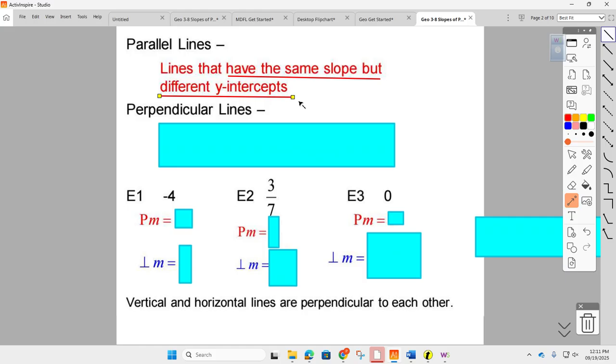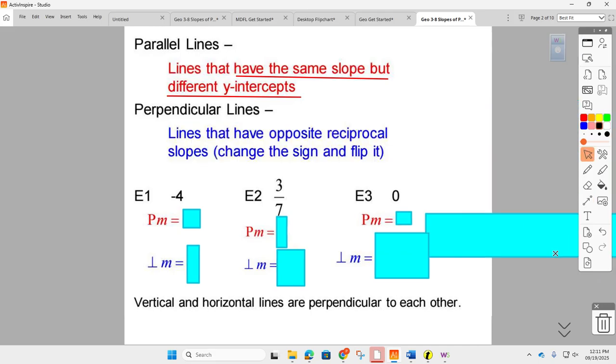Perpendicular lines. If you are in algebra and honors, you might have encountered how we know that two lines are perpendicular based on their slope. Does anybody remember talking about perpendicular lines and the relationship between their slopes? Perpendicular lines have opposite reciprocal slopes. That means opposite sign, and you flip the fraction. Okay?